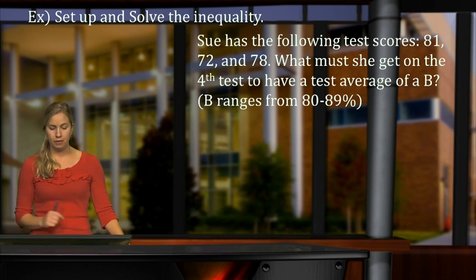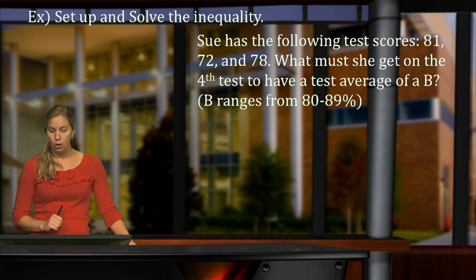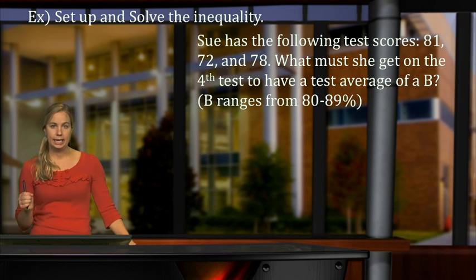Set up and solve the following inequality. Sue has the following test scores, 81, 72, and 78. What must she get on the 4th test to have a test average of a B? Now, an average of a B is anywhere between 80 and 89.